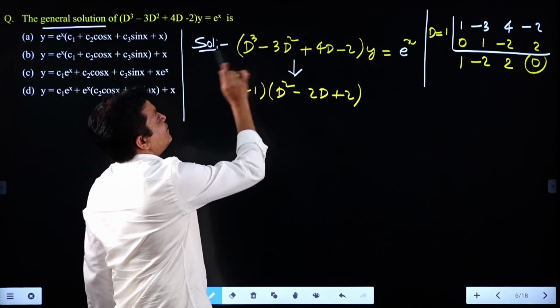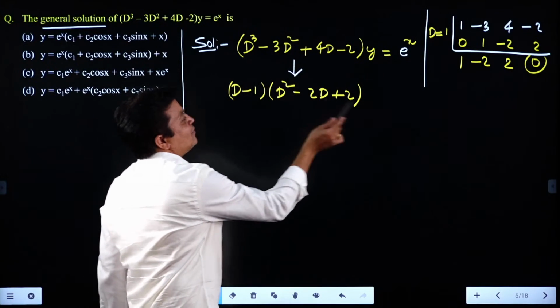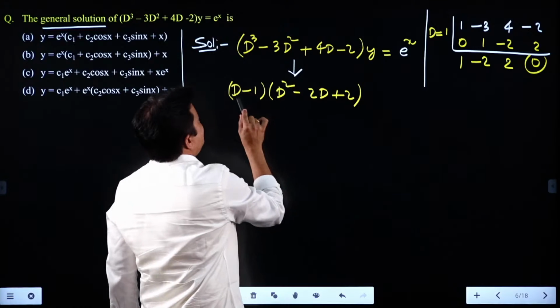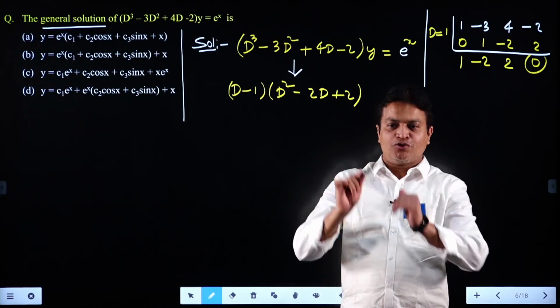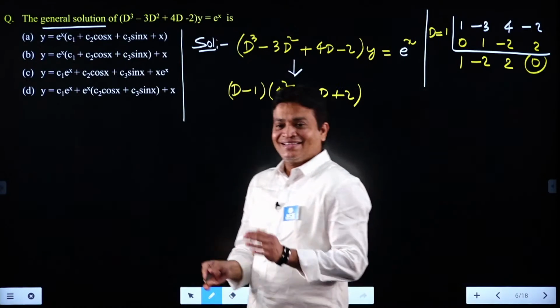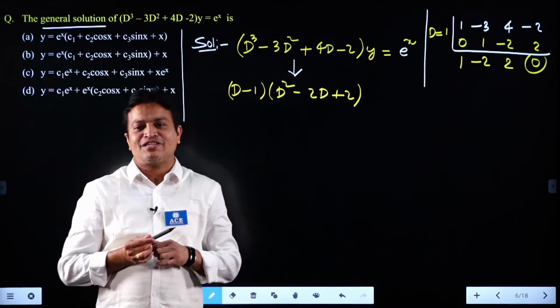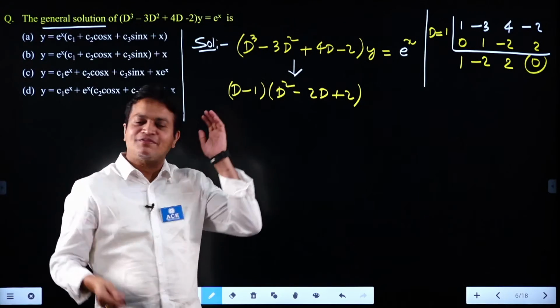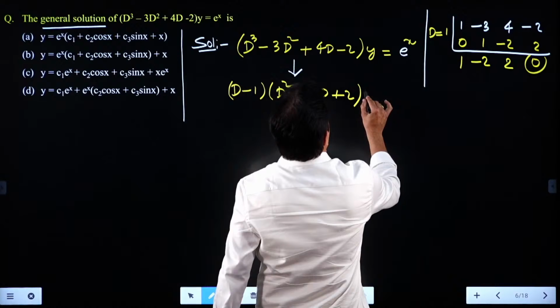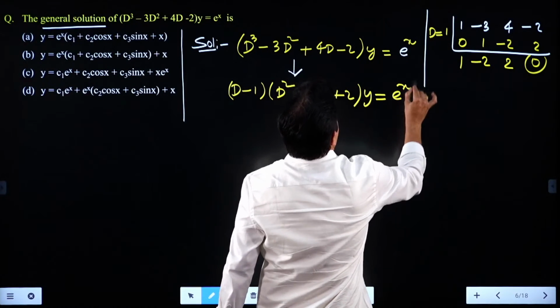Actually d into d square only gives d cube. So how to understand this one: it is the d square term, d into d square. You should not write d cube again. This is called the synthetic division method. It's a very useful thing, a lot of time saving. Into y equal to e power x.